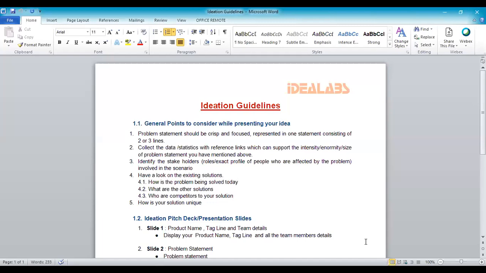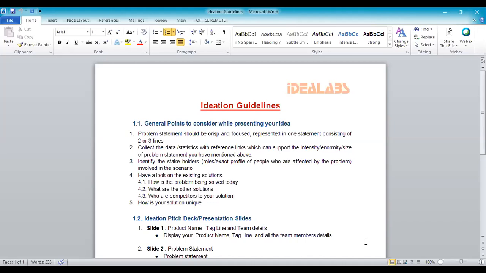The second aspect, which is equally important, is to collect some data and statistics to show that the problem is really a big problem. You don't want to solve a problem which happens once in a leap year. You don't want to solve a problem which affects, let's say, only 10 people in the world. You want to solve a problem which affects a lot of people. You want to solve a problem which is really a pain point. So it makes a lot of sense to collect statistics from authentic sources and give the link of those sources, showing what problem you're trying to solve and how enormous the problem is.